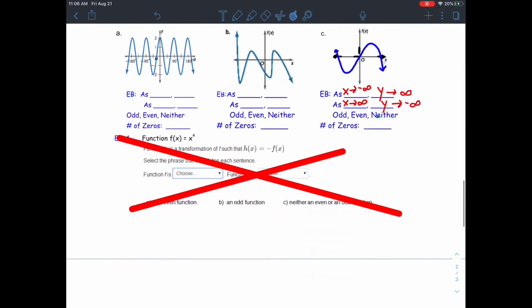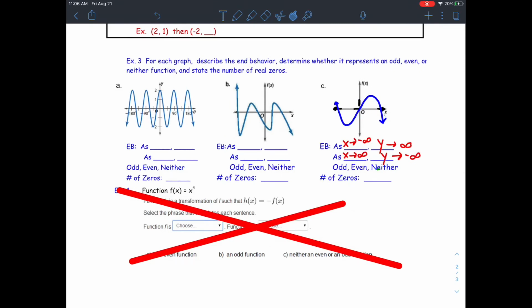So we'll come back and talk about odd and even in just a minute. Let's take a look at these last 3 problems right here on your notes page. EB is short for end behavior. So I've got a couple blanks here.